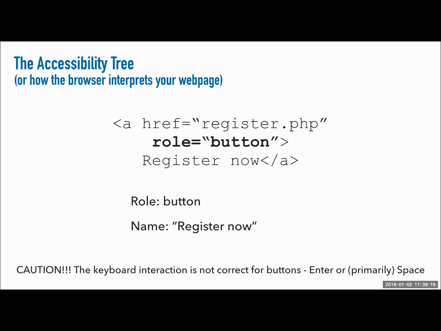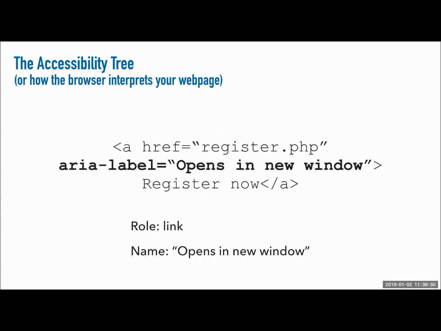So this is just a pain point in ARIA implementation, if we add roles or add ARIA without ensuring proper keyboard interactions. This is something else that we see quite often. Here we have the same link, our register now link, but it's been given an ARIA label of "opens in new window." In this case, the role is link, but the accessible name is "opens in new window."